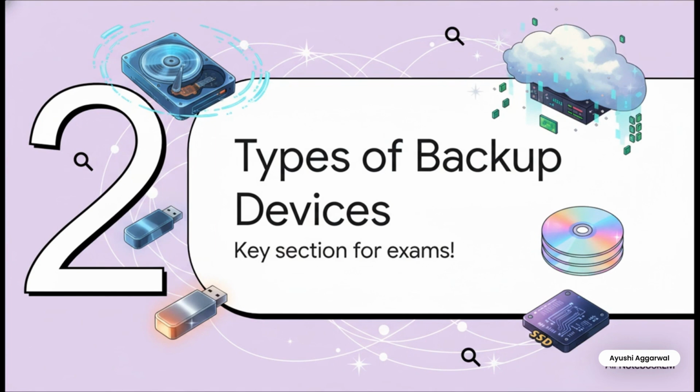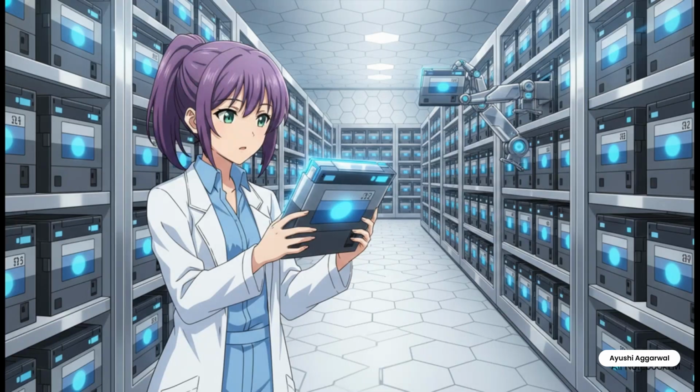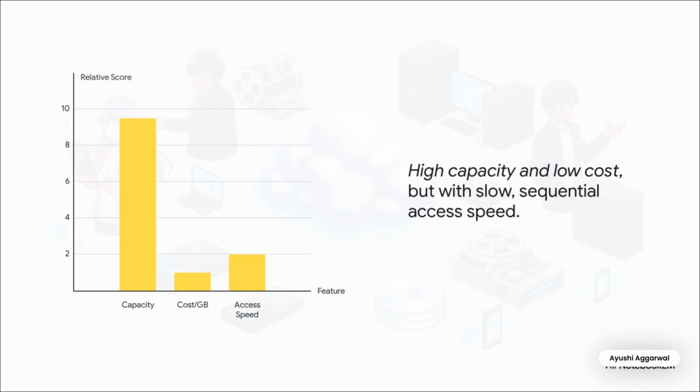Okay, now we're getting to the core part of this topic, the section where most of the exam questions come from, the different types of backup devices. Let's go through them one by one and make it really simple to understand. First up, we have a device that might seem a little old school, but it's still incredibly important in the world of data: magnetic tape. This chart explains its features perfectly.